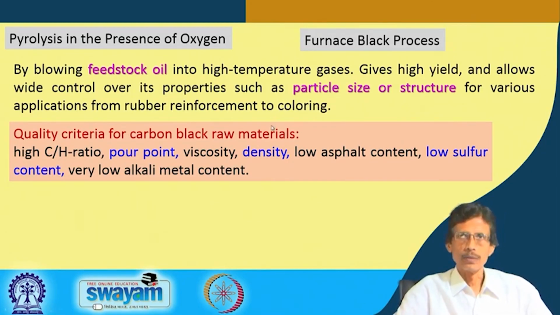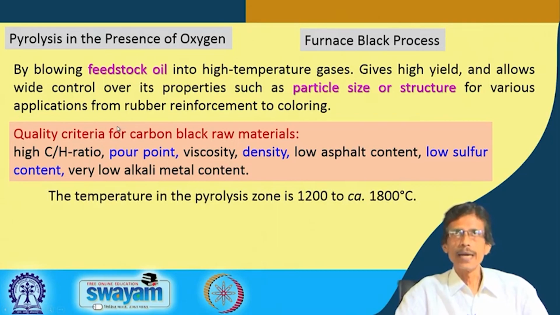Then pore point, where you can have different points of the different porous structure. Then viscosity, the density, the low asphalt content. So, the amount of asphalt should be less, low sulfur content also, that can degrade the material characteristics of the carbon, and very low alkali metal content, that means if you have sodium and potassium as the contaminant, it should be removed from there, because you have sodium and potassium from the starting material.